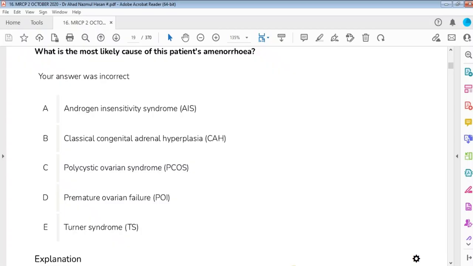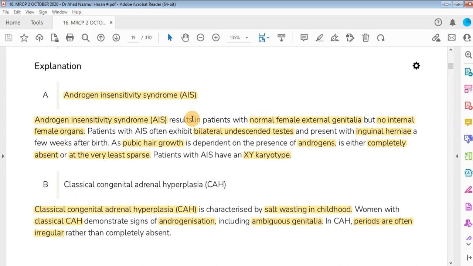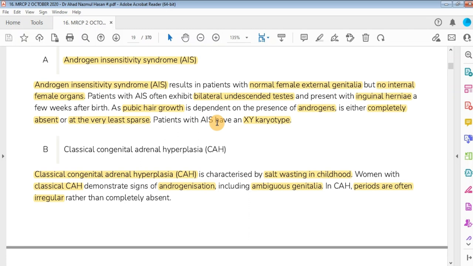Androgen insensitivity syndrome results in patient with normal female external genitalia but no internal female organ. Patient with AIS often exhibit bilateral undescended testes and present with inguinal hernia a few weeks after birth. As pubic hair growth is dependent on the presence of androgen, it is either completely absent or at the very least sparse. Patient with AIS will have the XY karyotype.